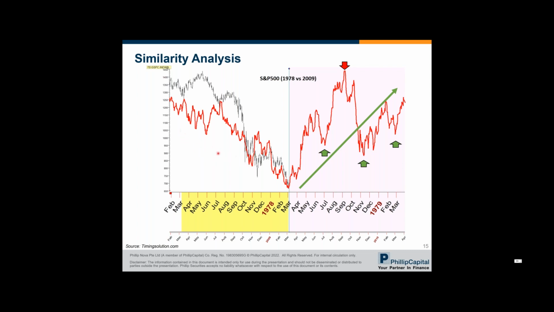Take note of the red line on the right side of the chart, which was what happened from March 1978 to March 1979. We can see from the chart that the period was generally an uptrend with some major low points in July 1978, November 1978, and March 1979. There's also an obvious peak in September 1978.